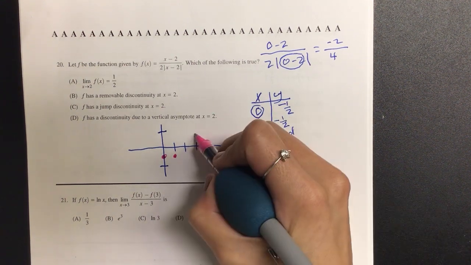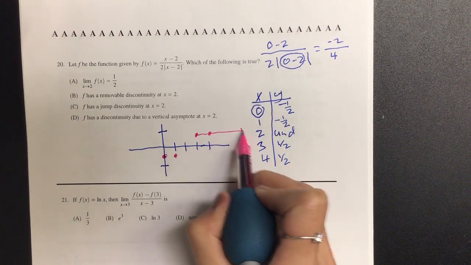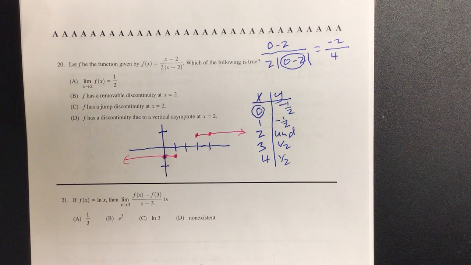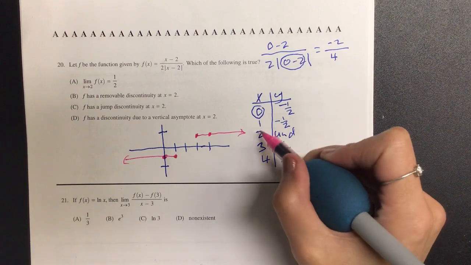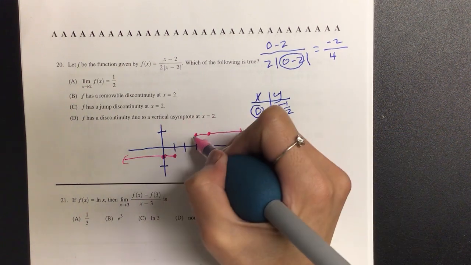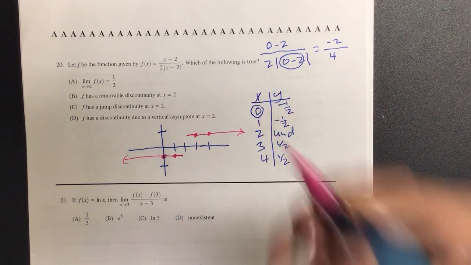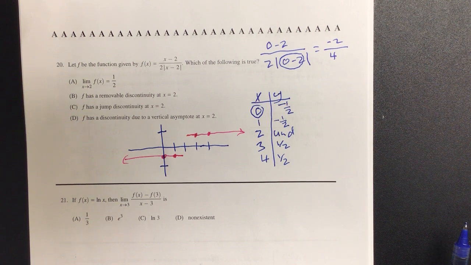So 1, 2, 3, 4. So you might realize a pattern is doing something like this. On the left, it's going to forever be negative 1/2. On the right, it's going to be forever 1/2. So just by looking at this, oh, there's a mistake here, right? 2. As it approaches 2, oh, we just can't put a solid dot on that one. It still goes into it. So just by looking at this, do we have a jump discontinuity?